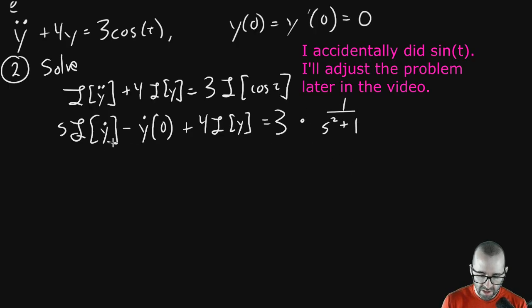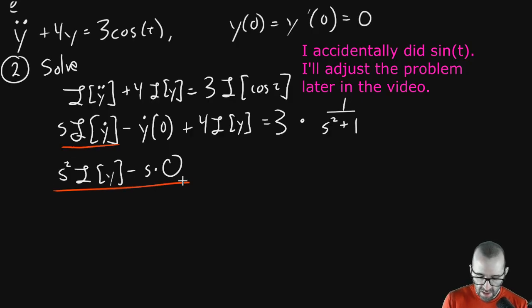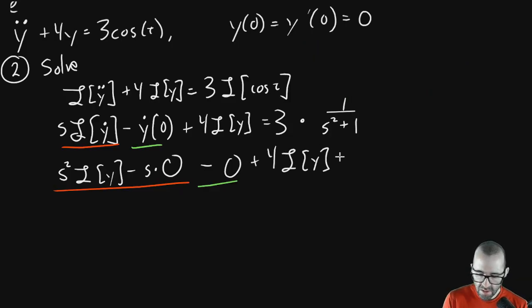And then we need to deal with this some more. I'm going to distribute this. This is s squared L of y minus s times the initial condition, which is 0. I just used this property again and distributed the s. And then y dot of 0 we did say was 0, so these are the same thing. Plus 4 Laplace transform of y, we do not know that. And the right-hand side we could rewrite a little bit.